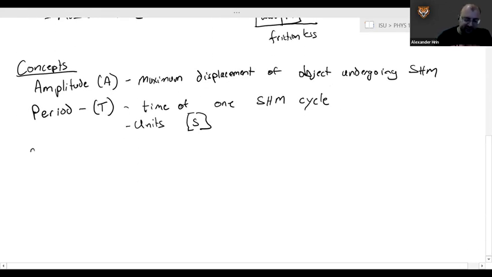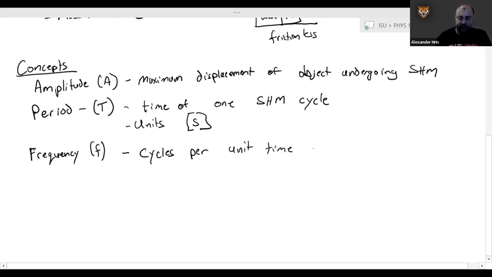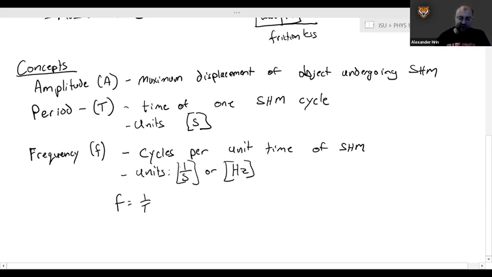Okay. And then there's frequency. The symbol will be a lowercase f, just like with AC circuits. And this is going to be the cycles per unit time of SHM. So we'll define this: f is equal to 1 over T. The units are going to be 1 over seconds, or more commonly, this unit of 1 over seconds is the same thing as a hertz. So that's how we're going to use that.